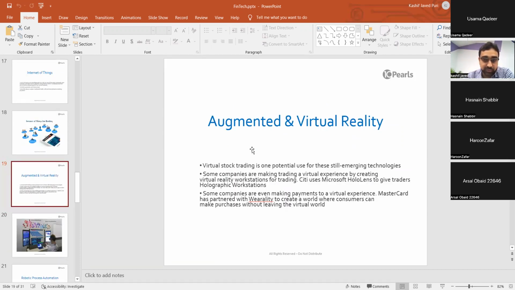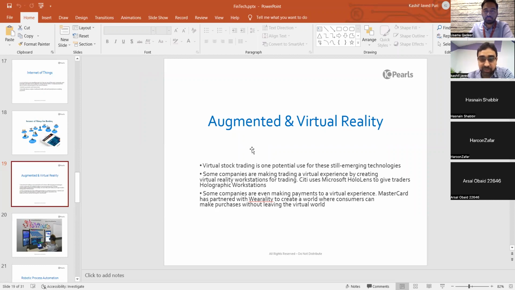Augmented reality and virtual reality. This is something very interesting. Augmented or virtual reality is basically providing some additional impact in 3D view. So in the banking or finance industry, virtual stock trading is a potential use case. And as I mentioned earlier, some of the banks are working on digital collateral, so they are also using augmented and virtual reality.